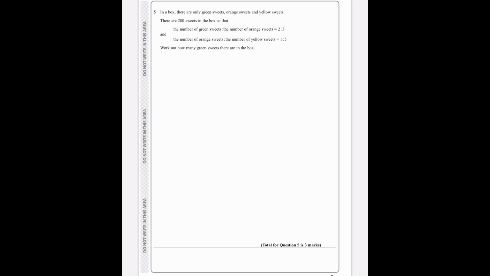Question number 5 is a ratios question. It tells us that the green sweets to orange sweets is 2 to 3, and the orange sweets to the yellow sweets is 1 to 5. So what I'm going to do is adjust the second ratio. So rather than 1 to 5, I'm going to call that 3 to 15, and that gives us a ratio between the 3 coloured sweets, so 2 to 3 to 15.